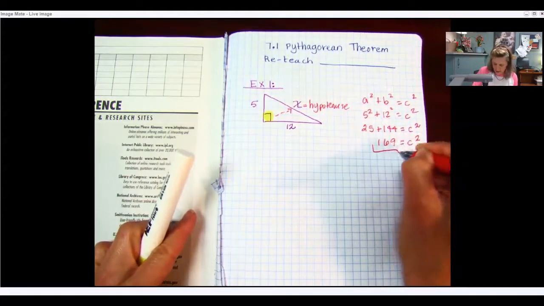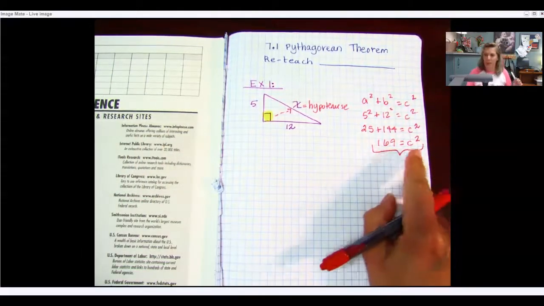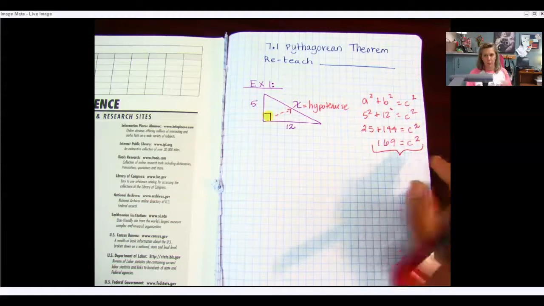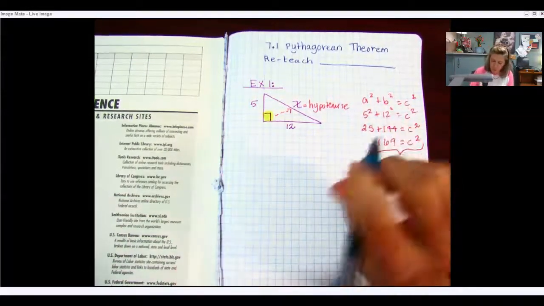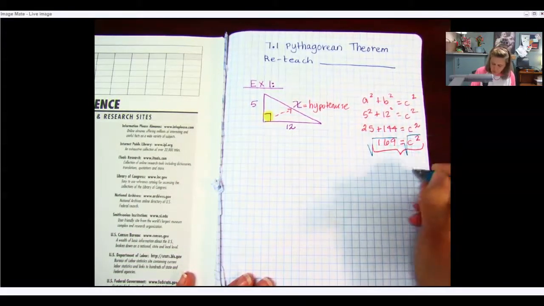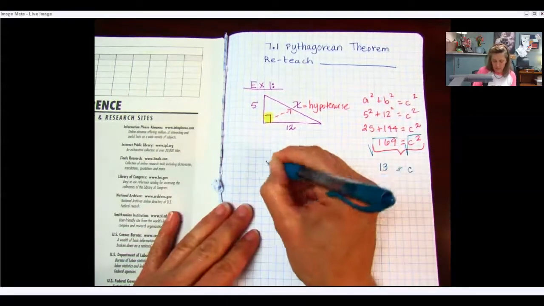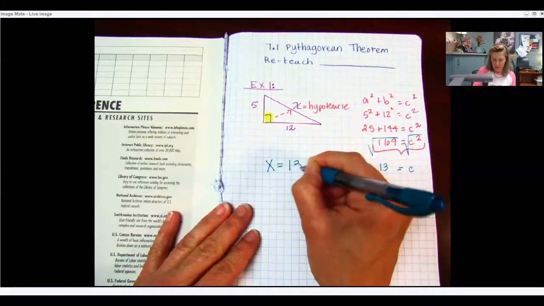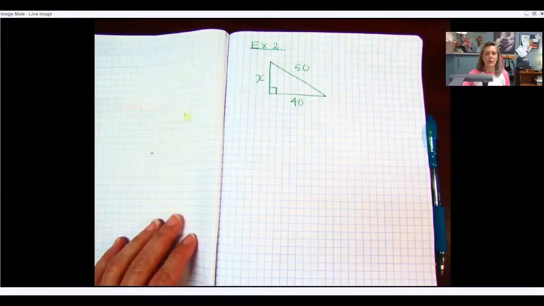And right here, you know you got to take the square root when you have a single number and then a single letter squared in your work. This is when you take the square root. So when we take the square root, we know that C is going to equal 13. So X equals exactly 13 units, and you're going to box that in. Let's go ahead and write down example 2.